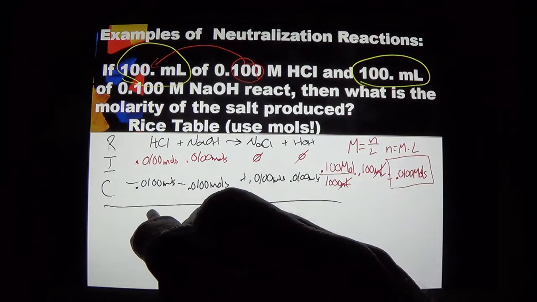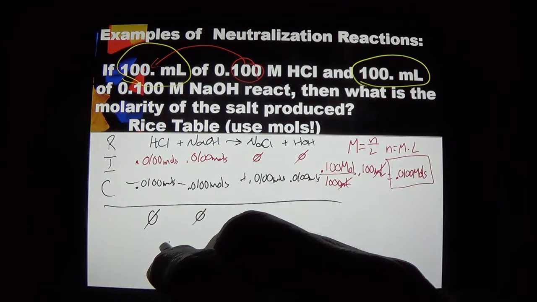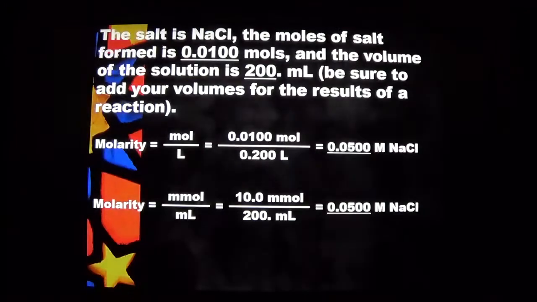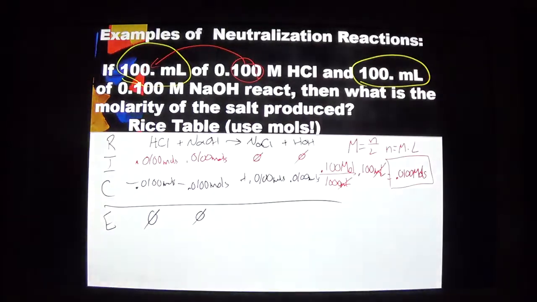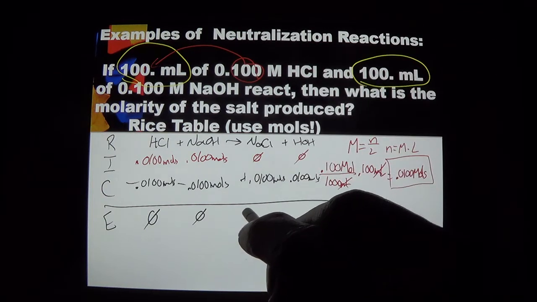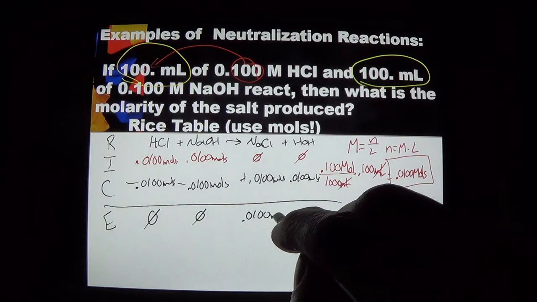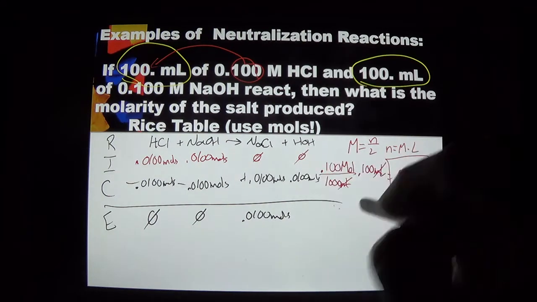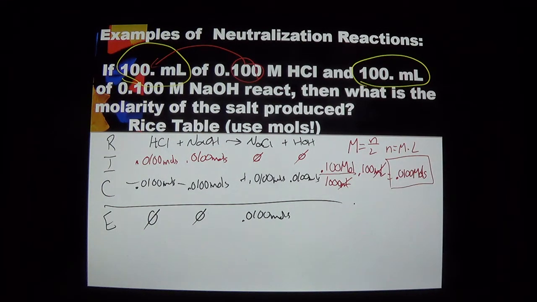And now I build my rice table. I still call it E. Well, no, I don't do that though. I call it end. No, I don't call it equilibrium because it's not at equilibrium. I just call it at the end. END. So there we go. At the end, here's the amount of salt in moles I have made, and I don't really care about the water because that's not what the question asked me for.